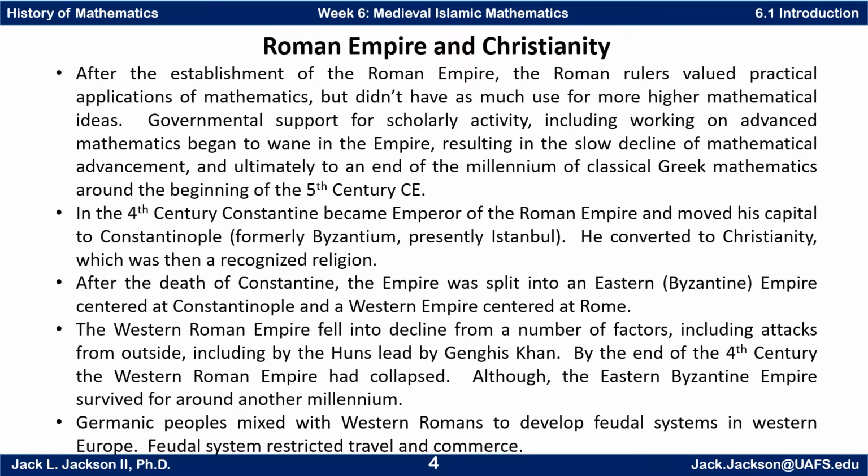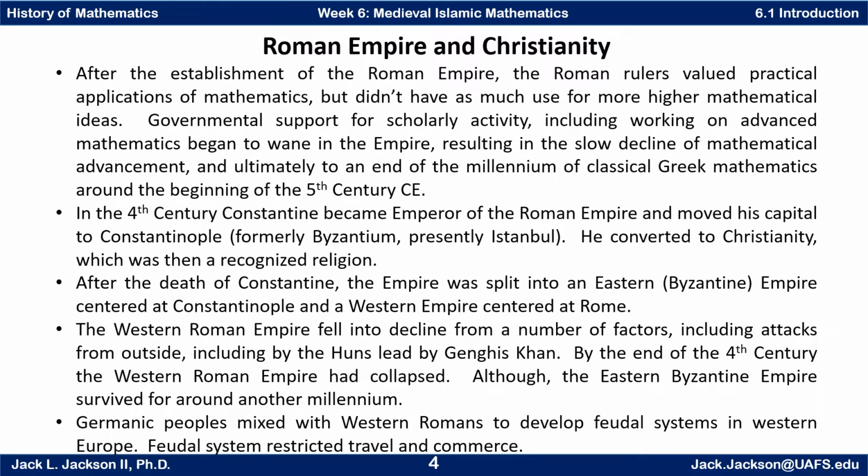The western portion of the Roman Empire in particular fell into decline from a number of factors. Among them were attacks from outside by a variety of folks the Romans considered as barbarians, but they included the Huns, led by Genghis Khan, among others. By the end of the 4th century, the Western Roman Empire had collapsed, although the Eastern Byzantine Empire survived for another millennium or so.